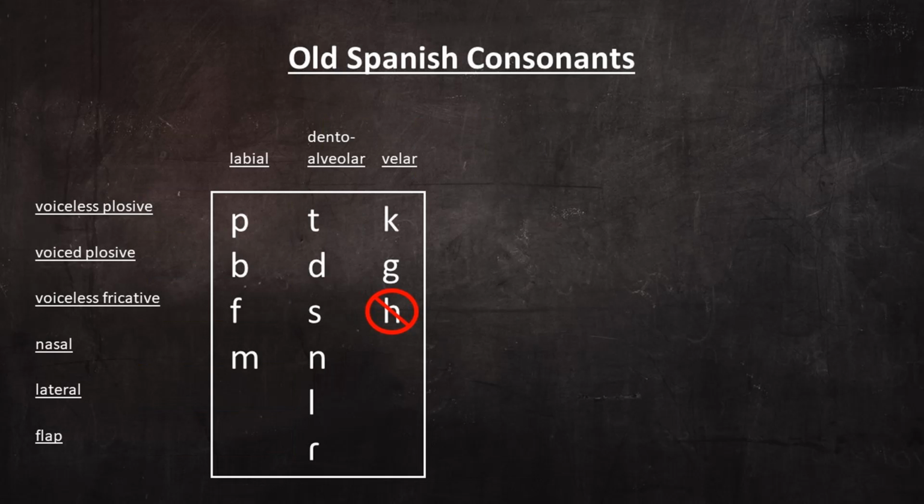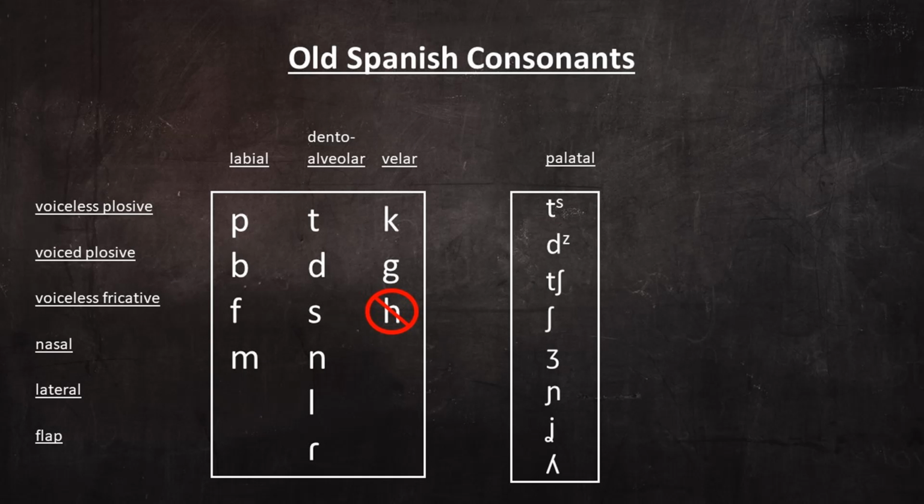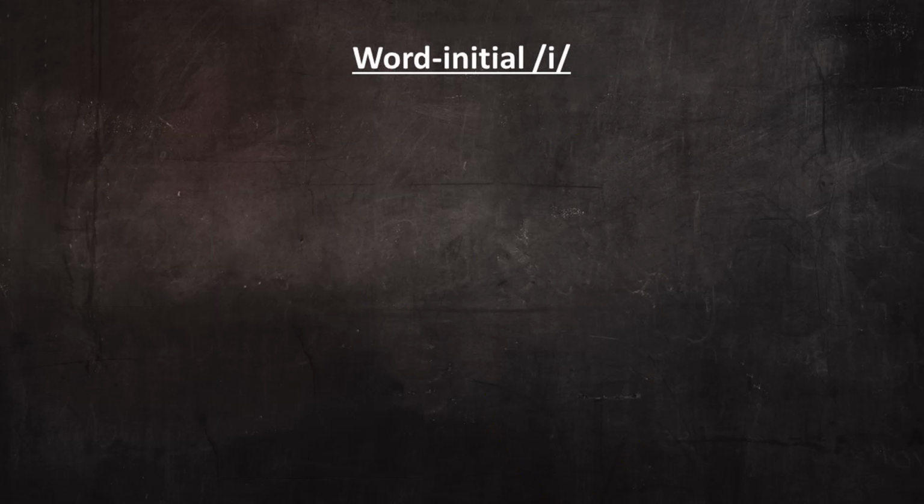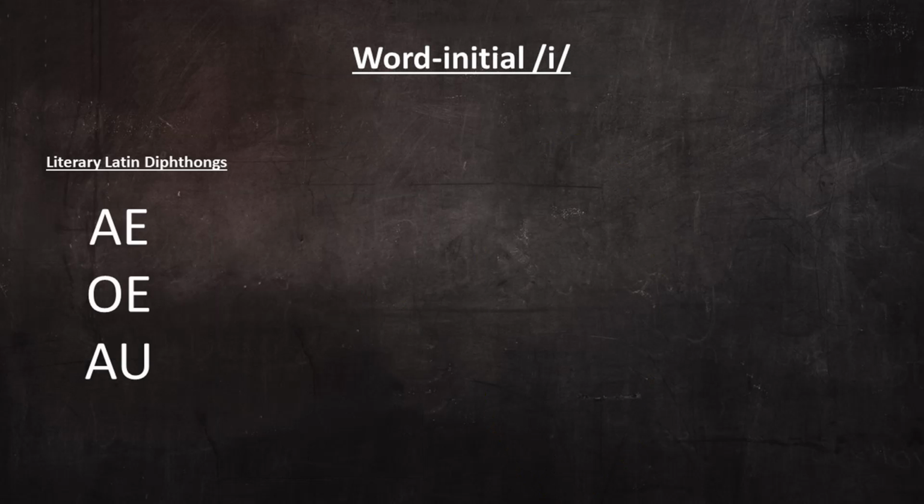As Latin evolved into Old Spanish, all but one of the original Latin consonants were preserved. H was lost very early on, and a whole new order of palatal consonants came into being. Additionally, a series of voiced fricatives arose, paralleling the Latin voiceless fricatives, but that will be a topic for a later video. In this video, we're going to focus on the phonological processes that gave rise to the palatal consonants of Old Spanish.